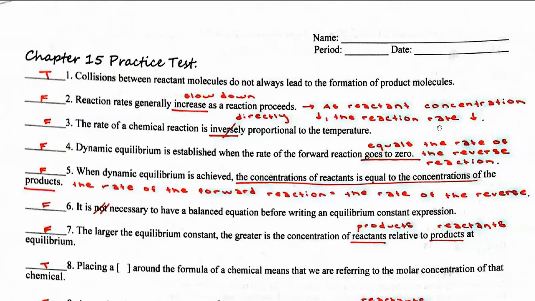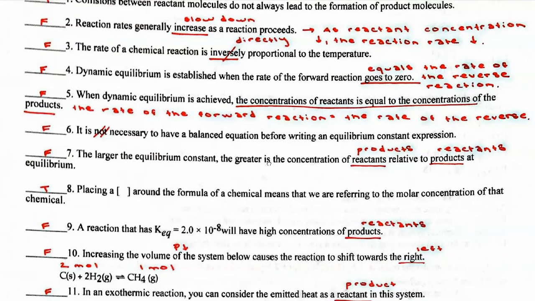Number 2, reaction rates generally increase as a reaction proceeds. They actually slow down because as you get more and more product being made from the reactant, what happens to your reactant is that it's decreasing. So if the concentration of your reactant is decreasing, that means that the reaction rate is going to slow down.